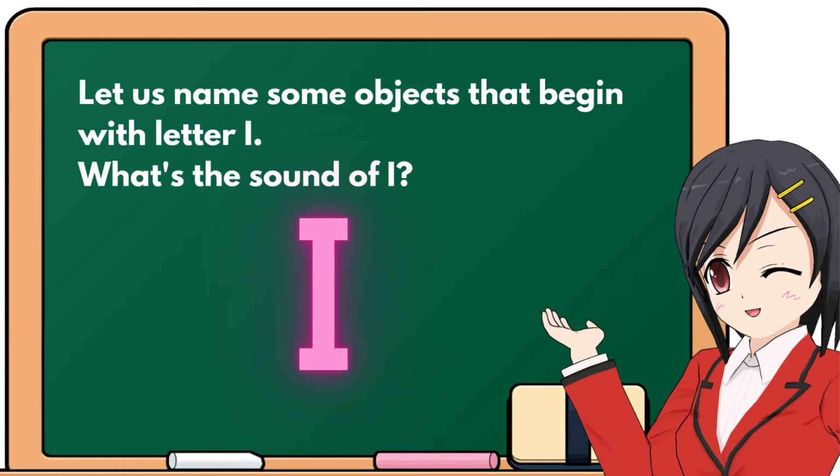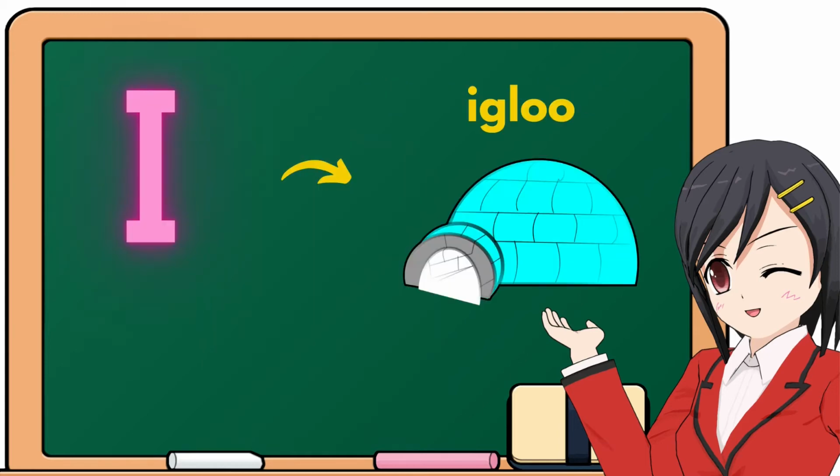Let us name some objects that begin with letter I. What's the sound of I again, children? I. Very good. Again, I. I is for igloo. Again, igloo. Again, I, igloo.